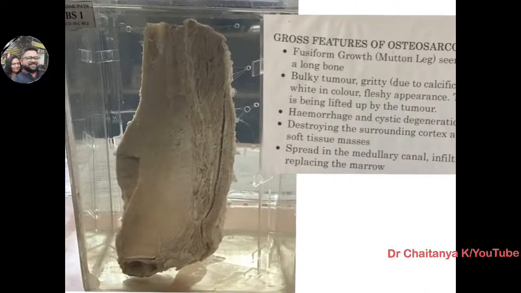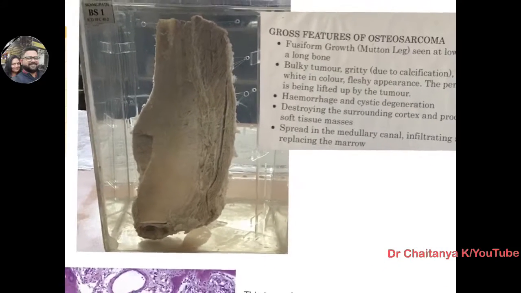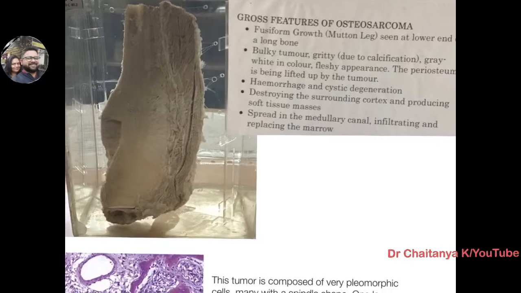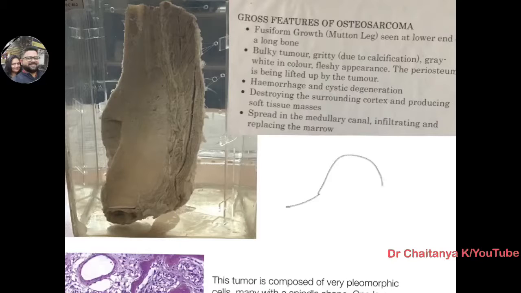Here you can see the gross picture from our pathology laboratory. The specific name for it is mutton leg. If you are a non-vegetarian, you can see how a mutton leg looks, the leg with the flesh. This is a fusiform growth at the lower end of the bone, a bulky tumor, gritty, because while cutting it gives a sound due to calcification.